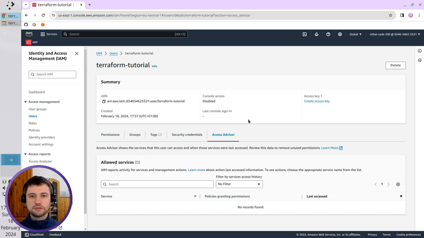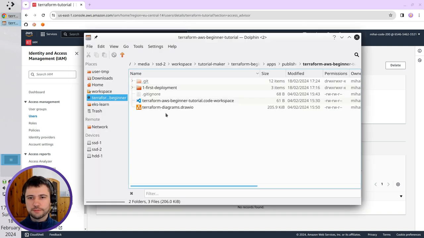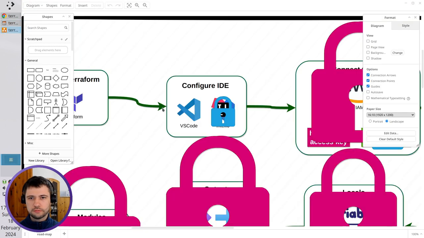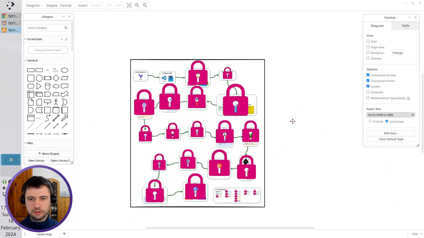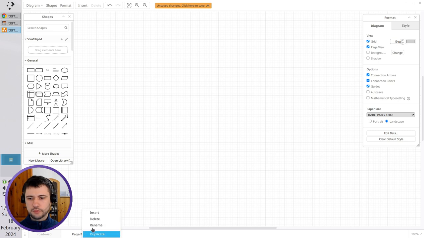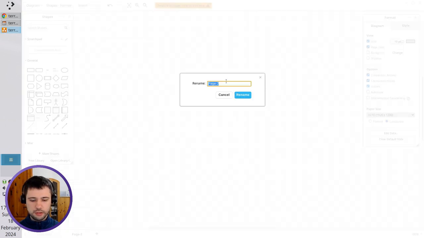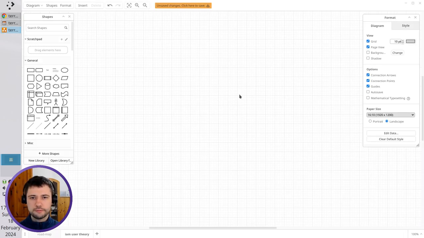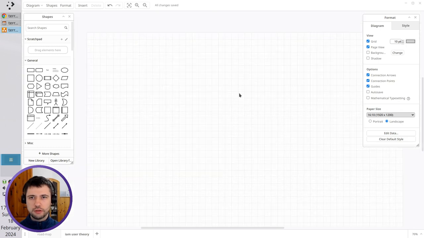I'm going to tell you some theory about the IAM user and why we created it. So, I open the diagram, that is this one. That's the diagram, and here I'm going to create a new tab. Click on that plus sign, rename. Here I write IAM user Iori, rename. Good.